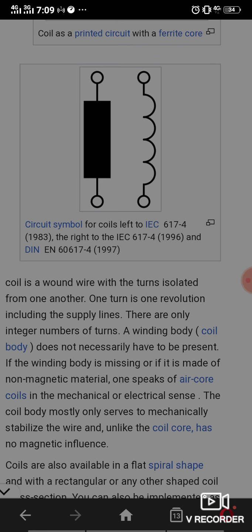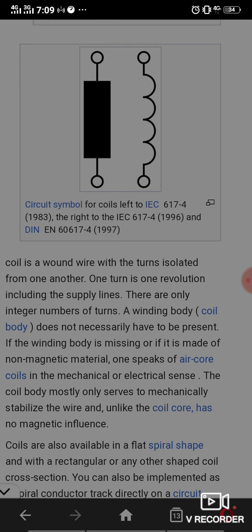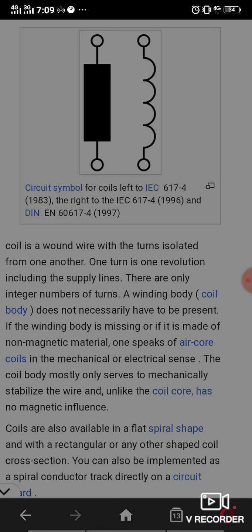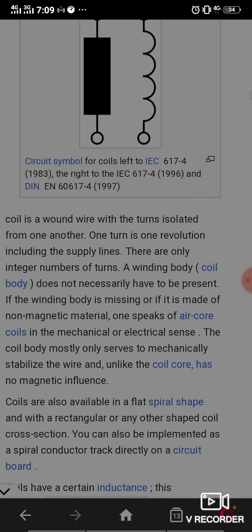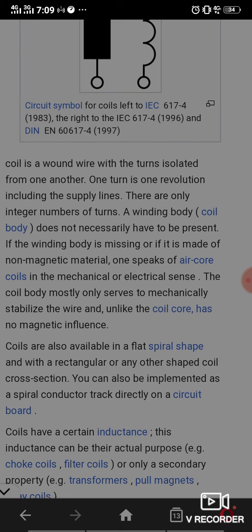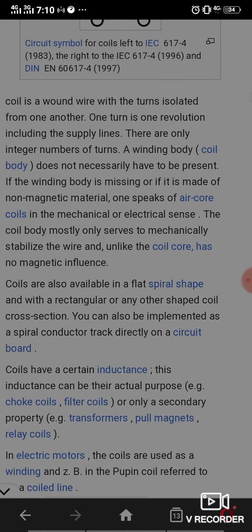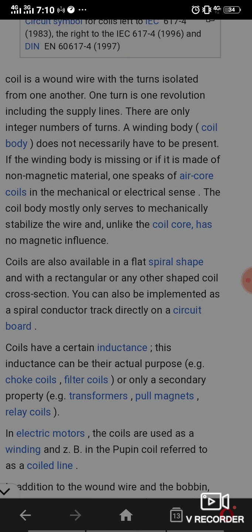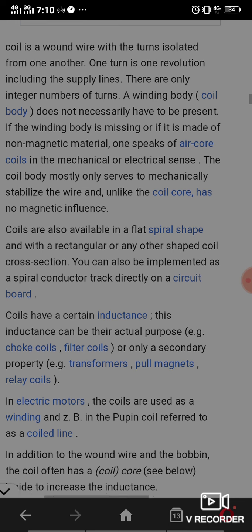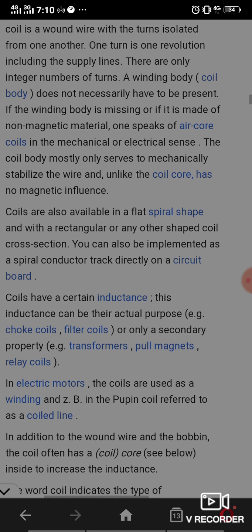One speaks of an air core coil in the mechanical or electrical sense. The coil body only serves to mechanically stabilize the wire and, unlike the coil core, has no magnetic influence. Coils are also available in a flat spiral shape and with a rectangular or any other shaped coil cross section. They can also be implemented as a spiral conductor track directly on a circuit board. Coils have a certain inductance. This inductance can be their actual purpose, as in a choke coil or filter coil, or only a secondary property, as in a transformer or magnetic relay coil.